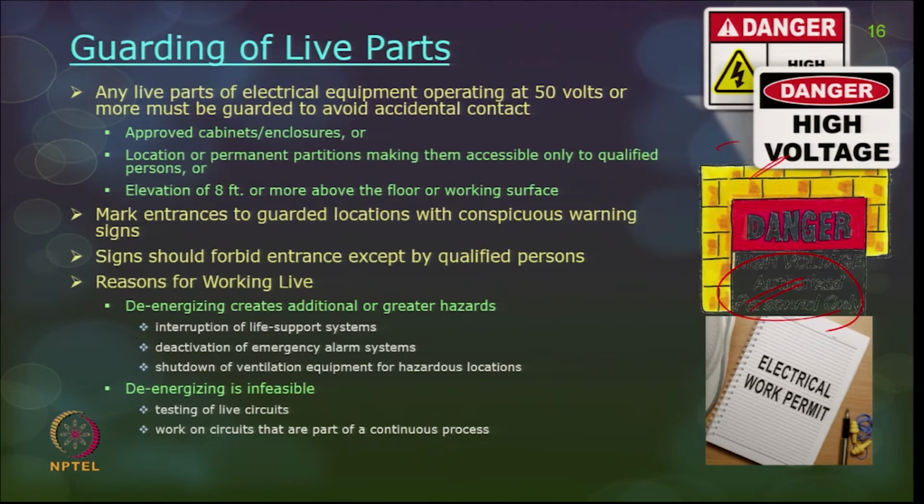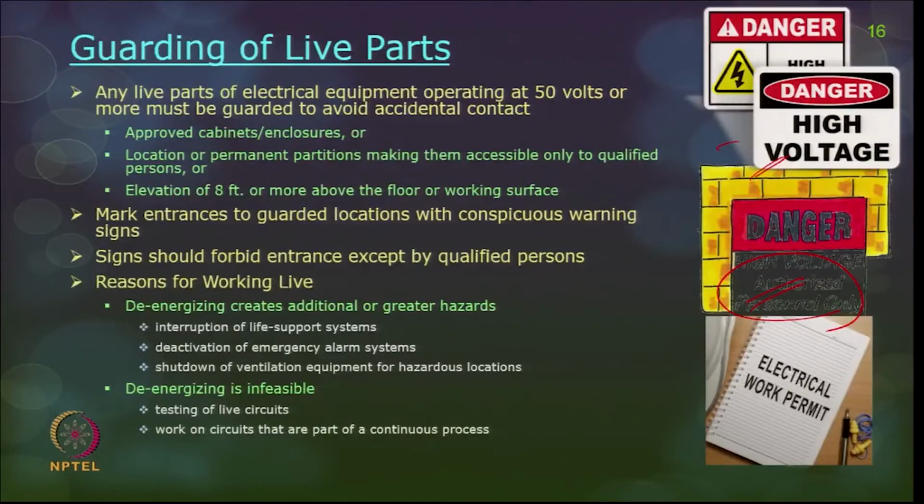What are the reasons for working live? Why can't we trip off the circuit and then start repairing or maintaining? There are so many reasons. De-energizing sometimes creates additional or greater hazards. For example, life support systems can be interrupted. Emergency alarm systems will also be deactivated when you are tripping off the entire circuit system. Ventilation equipment may be shut down, especially when you are working in a confined space, if you are completely tripping off the circuit.